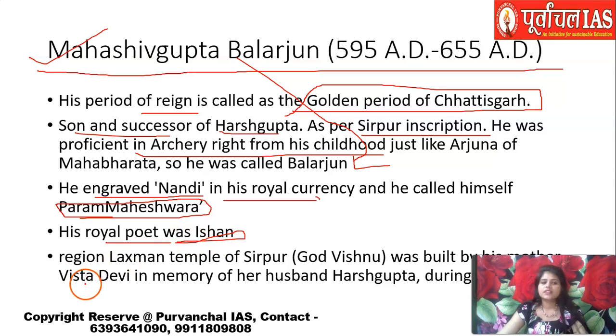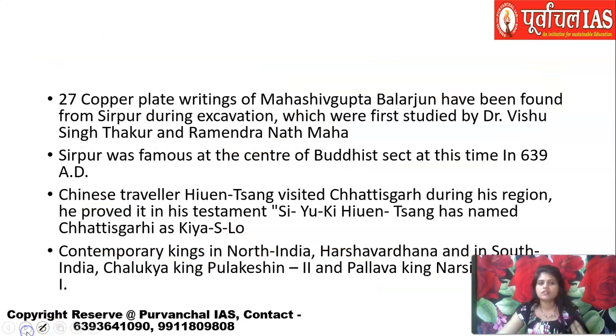His mother Vasta Devi, who was married to Harshgupta, the daughter of the king of Mukhari dynasty, in the memory of her husband Harshgupta, started building a temple known as the Lakshman Temple of Sirpur during the reign of Mahashiv Gupta Bala Arjun. So Vasta Devi started the construction of this temple. Later on, it was completed by Mahashiv Gupta Bala Arjun.